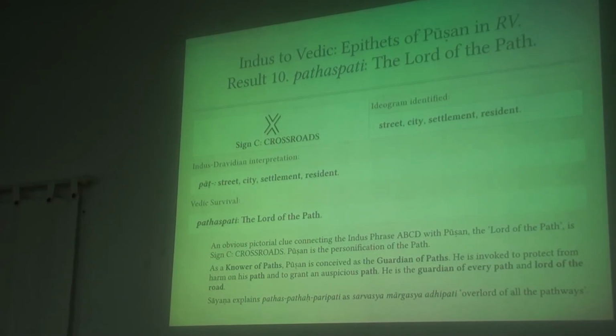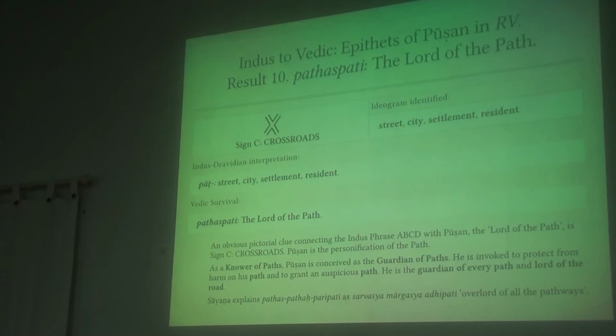It is so also in Tamil that Pandian is the operative main word which occurs in C. So, now we have Pataspati, the Lord of the Path. This is the most frequent epithet of a Vedic god called Purushan. Why is he called Purushan? We will see in the next slide.